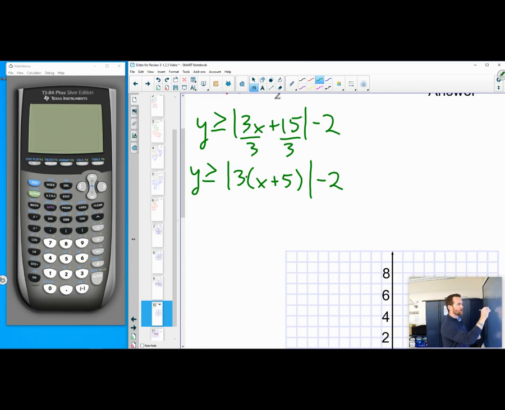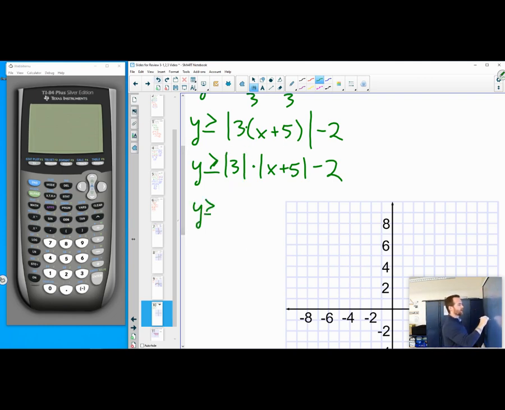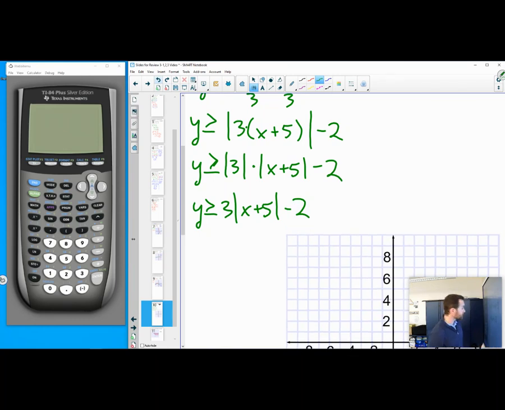Now, since we have multiplication inside the absolute value, we can split this up. Some of you have been skipping this step in your work, which is cool. I'm going to show my work on the board, though. It becomes the absolute value of 3 times the absolute value of x plus 5, just writing the one absolute value as two separate absolute values. Then we subtract 2, and the absolute value of 3, we know that's just 3. So y is greater than or equal to 3 times the absolute value of x plus 5 minus 2. Need a little bit more space.